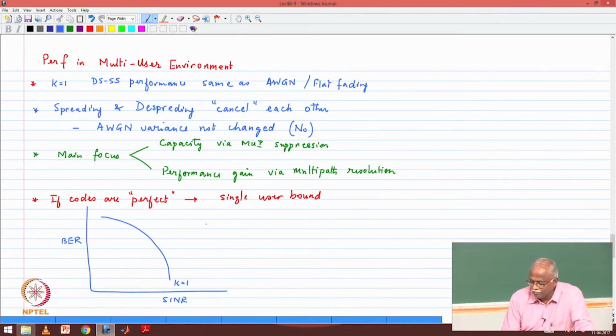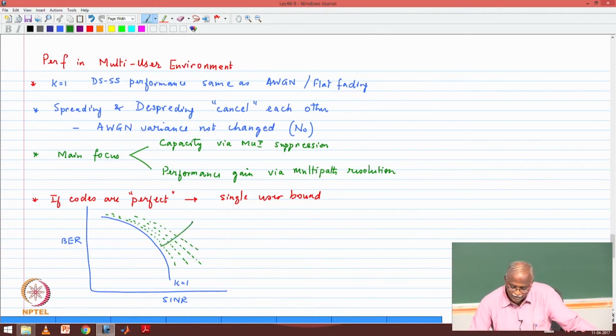On the other hand, if I do not have perfect codes, then what I will see is a slight degradation when there are 2 users. Then this degradation will become even more when it becomes 3 users. Then eventually it starts to become worse and worse because of the presence of multi-user interference. Okay, so the BER graphs will increase as k increases for non-ideal codes, which is what all practical systems will have.